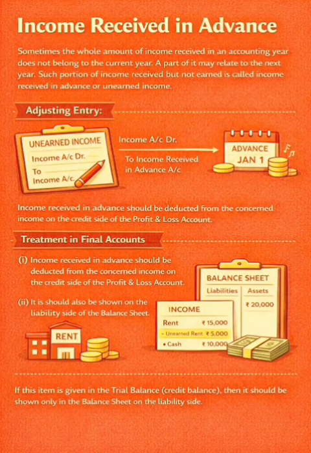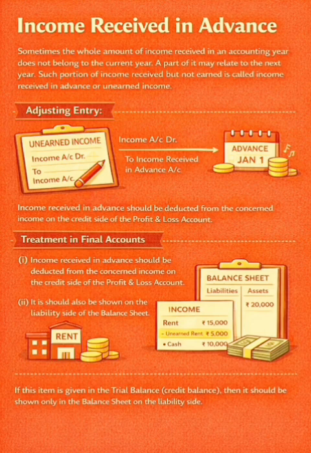Income received in advance. Sometimes the whole amount of income received in an accounting year does not belong to the current year. A part of it may relate to the next year. Such portion of income received but not earned is called income received in advance or unearned income. Adjusting entry. Income account debit to income received in advance account.